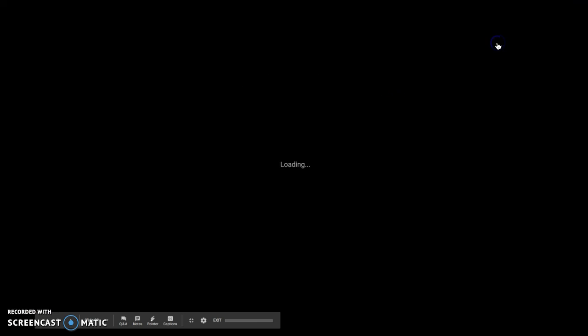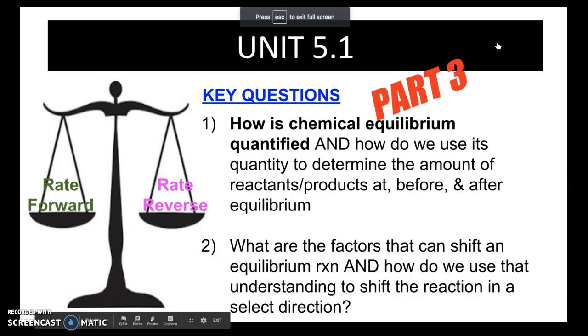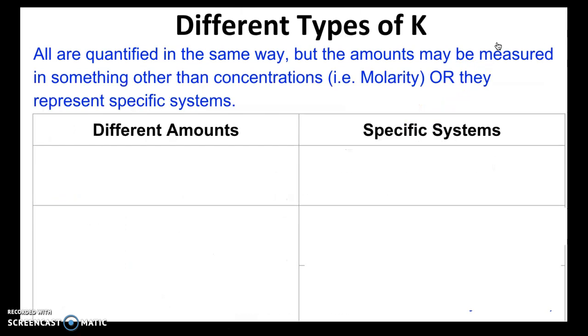Hi, and welcome back to Unit 5.1. This is part 3. Again, we're focusing on the first half of key question 1, which is quantifying chemical equilibrium.